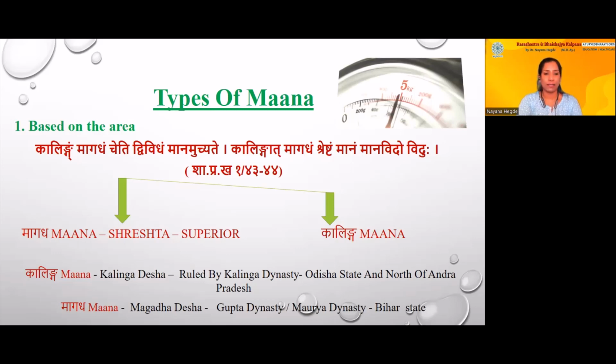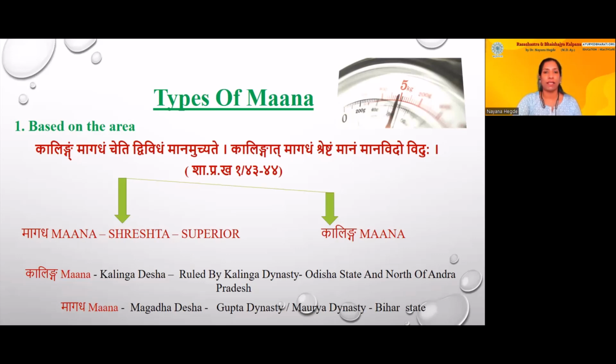Sharangadhara tells in this reference that the experts of mana in his era considered Magadha mana as Shrestha mana compared to Kalinga mana. Magadha mana is followed in the Magadha Desha, which was ruled by the Gupta dynasty or Maurya dynasty. Currently, it is the Bihar state. Kalinga mana is followed in the Kalinga Desha, ruled by the Kalinga dynasty. Currently, it is Odisha state and the north of Andhra Pradesh. So, this is the first classification based on the area.